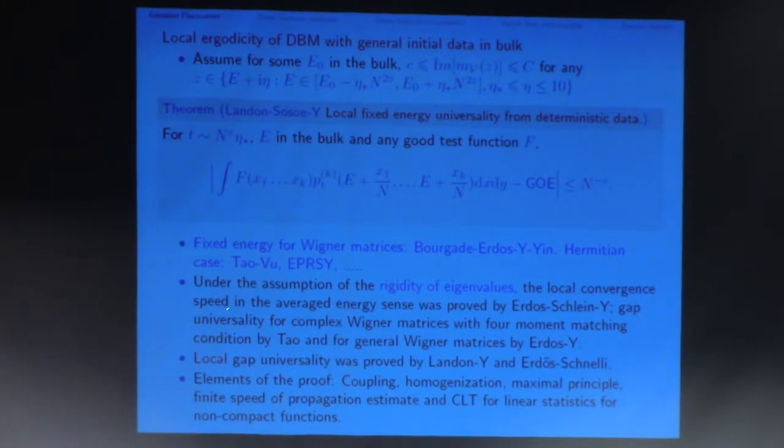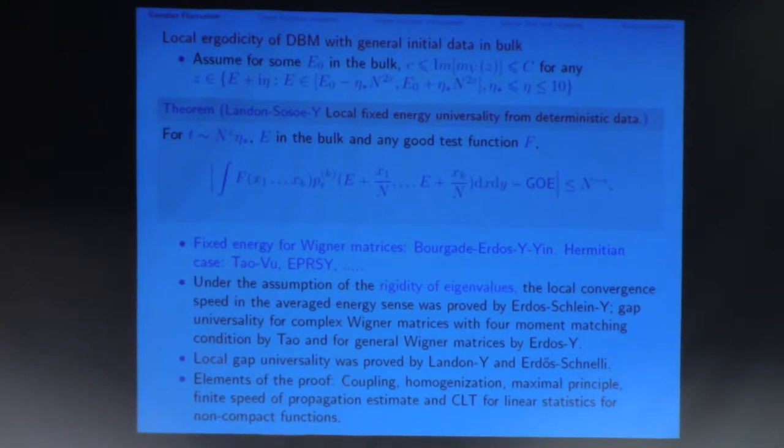And now, the result we have here is some sort of local convergence to equilibrium. But this idea of local convergence to equilibrium was first tried by Erdős, Schlein, and myself. But over there, we assumed the eigenvalues satisfy some rigidity. And then there's also another sense of eigenvalue universality called gap universality, and I will not talk much about that. And the local version of gap universality was also proved, and so these are some previous results.